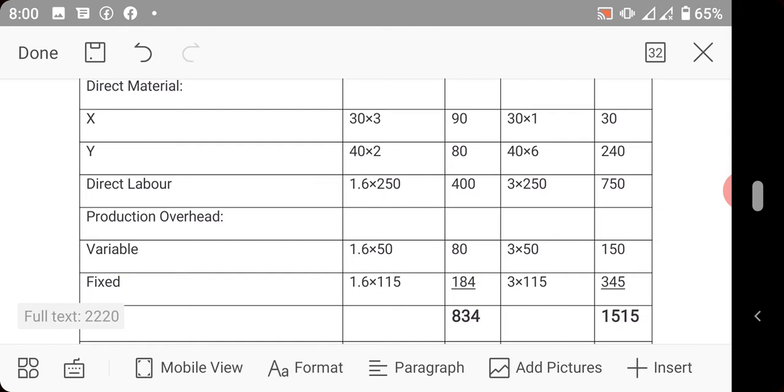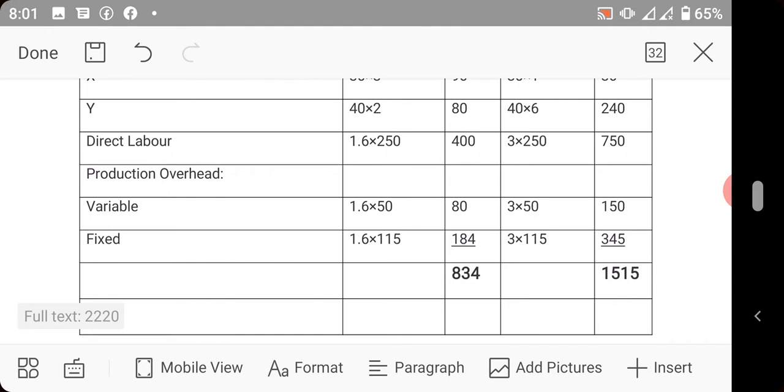Direct labor: Laurel needs 1.6 hours to produce 1 unit, and we pay an hourly wage of 250. So multiply, we have 400. Variable production overhead will be absorbed at 15 naira per direct labor hour, which will give us 80.